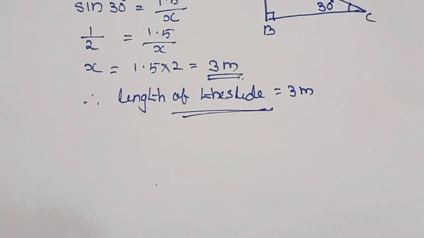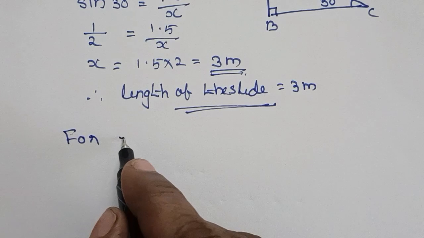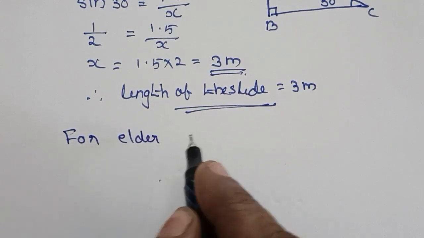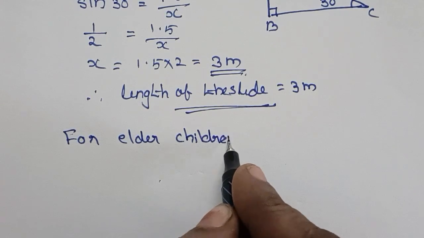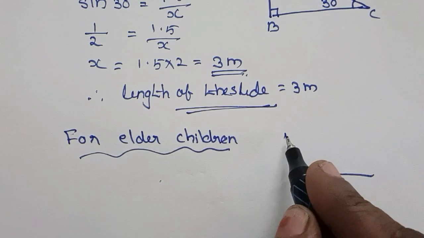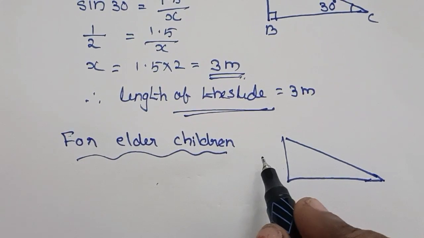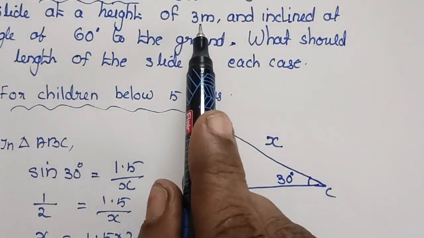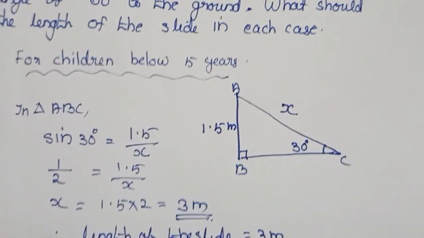Second case we can take for elder children. For elder children, the height of the slide is given as how much? Height of the slide equal to, he wants to have a steep slide at a height of 3 meters.